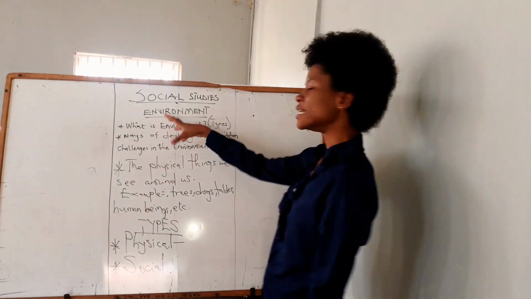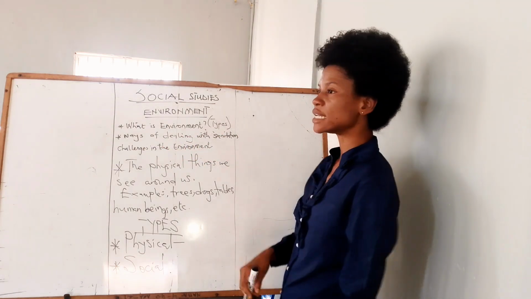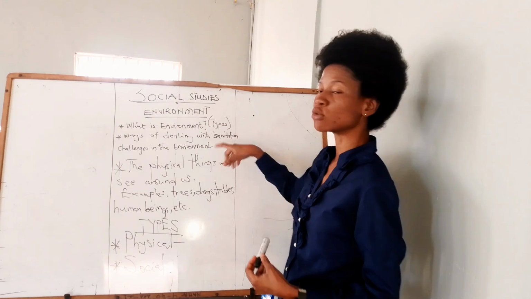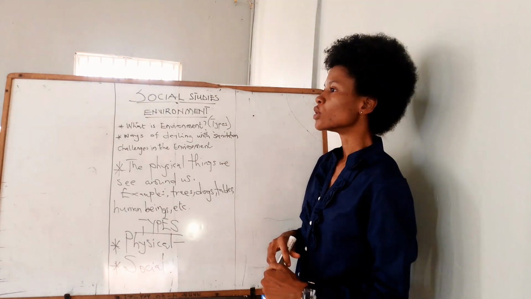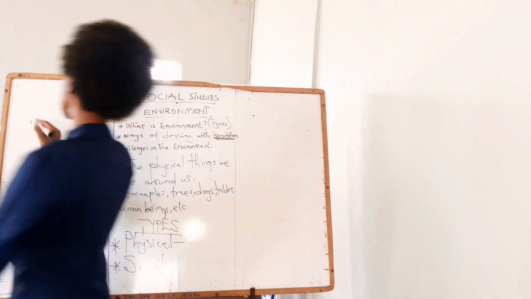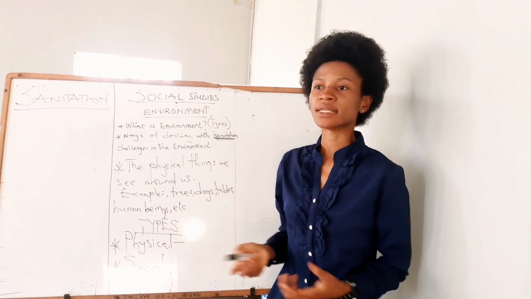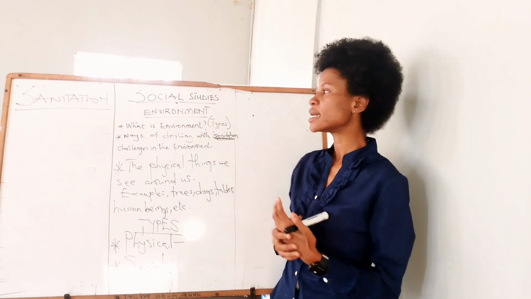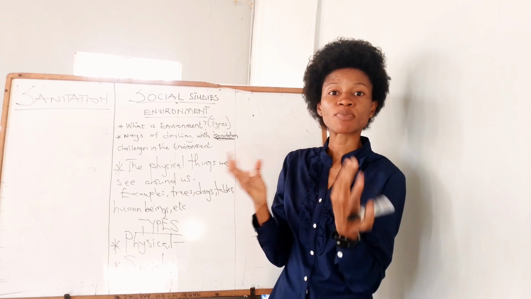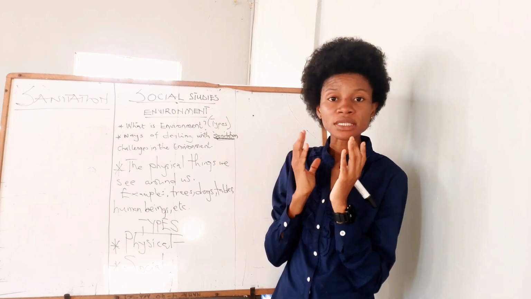But then under our indicator, it says that we should look at ways of dealing with sanitation challenges in the environment. So before you can break this down to the students, you have to explain the term sanitation to them. So let's look at that. What is sanitation? When we say sanitation, in simpler terms it simply means keeping our surroundings clean.